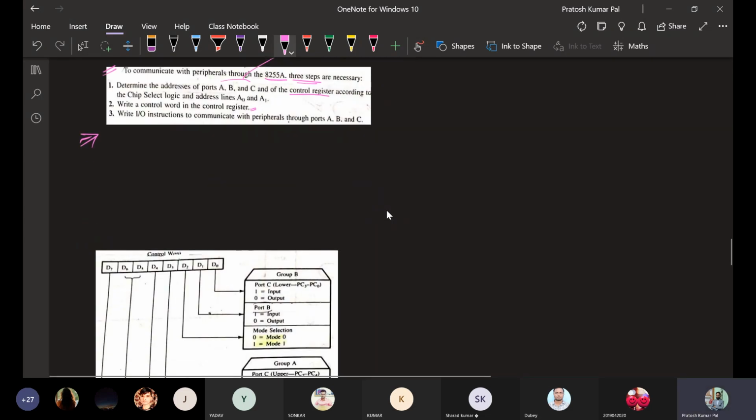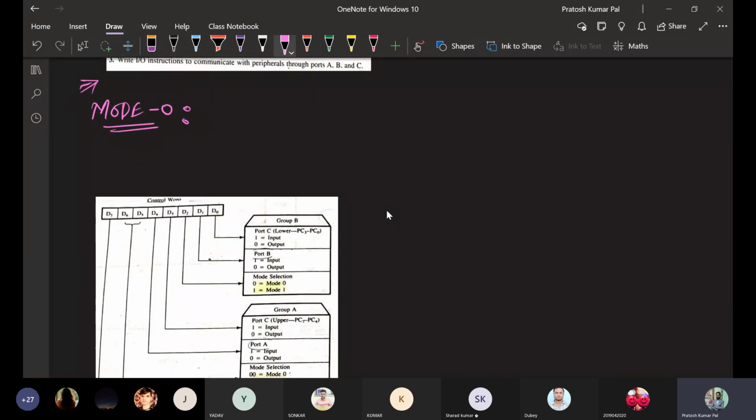Next we will see the different modes, starting with mode 0. In mode 0, the operation is determined by the control word. Whatever the control register content is, that control word will decide the role of the different ports. So we will see the format of the control register, the control word.